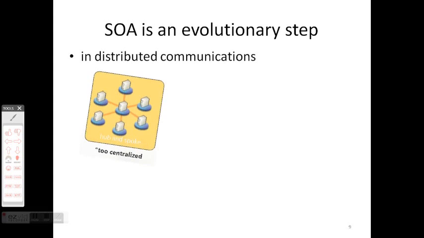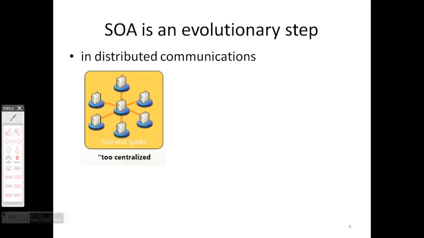SOA is an evolutionary step. That means if we want to move from the current architecture to a service-oriented architecture, we cannot do that in a big bang and arrive at service-oriented architecture all of a sudden within one massive project. So it has to be distributed communications throughout that.